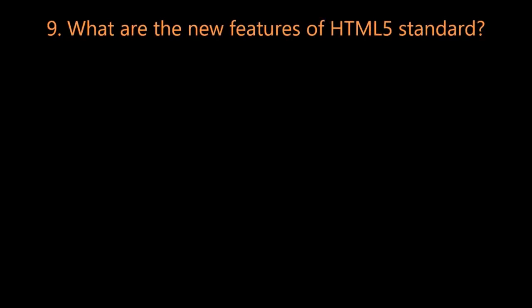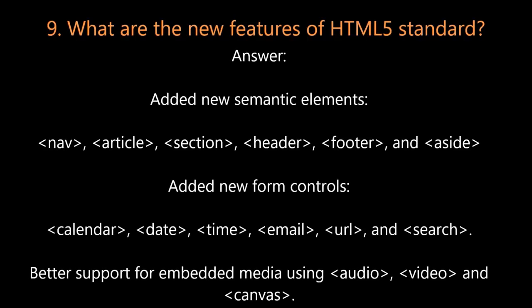Question number 9. What are the new features of the HTML5 standard? HTML5 added new semantic elements, such as nav, article, section, header, footer, and aside. Also, the HTML5 standard added new form controls, such as calendar, date, time, email, URL, and search. In addition, better support for embedded media using audio, video, and Canvas.